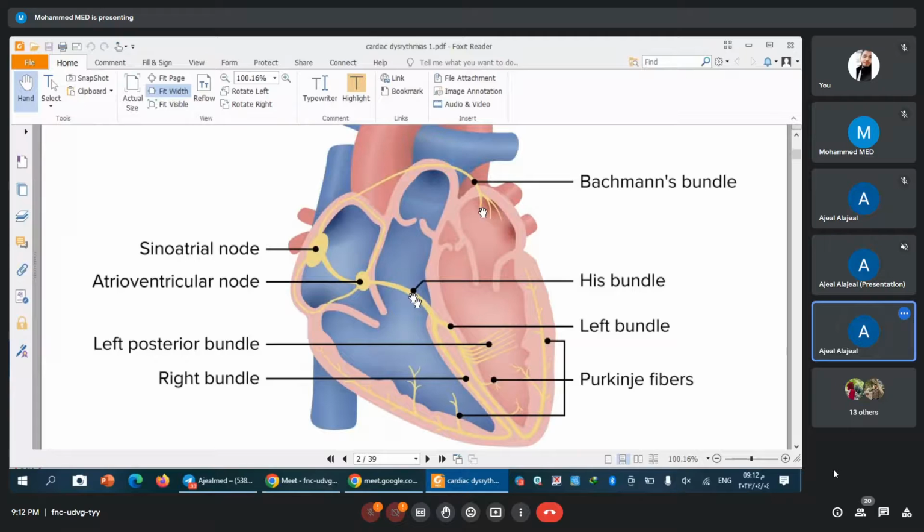In the ventricle, the bundle of His divides into two branches, left and right. Each one of them is divided into left anterior and left posterior, and then it will form the Purkinje fibers. This is the anatomy, which is very important.